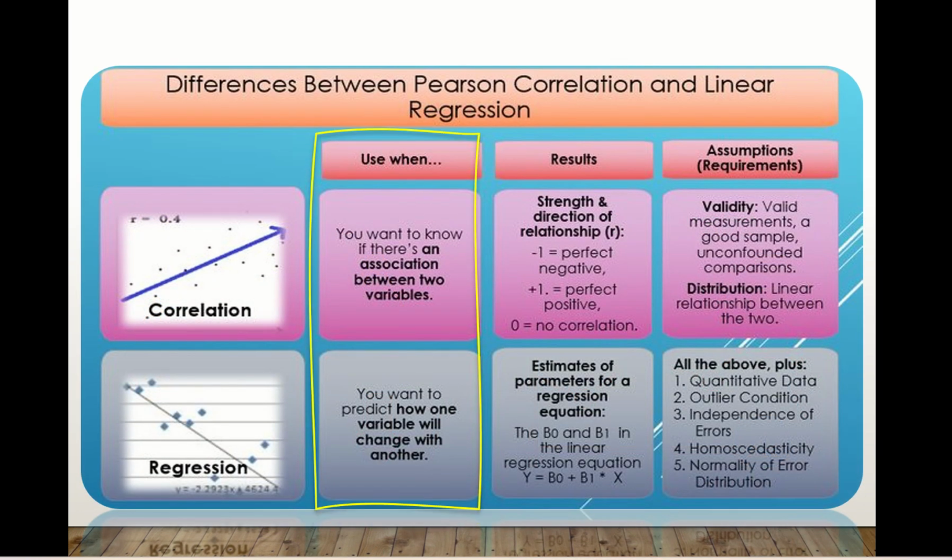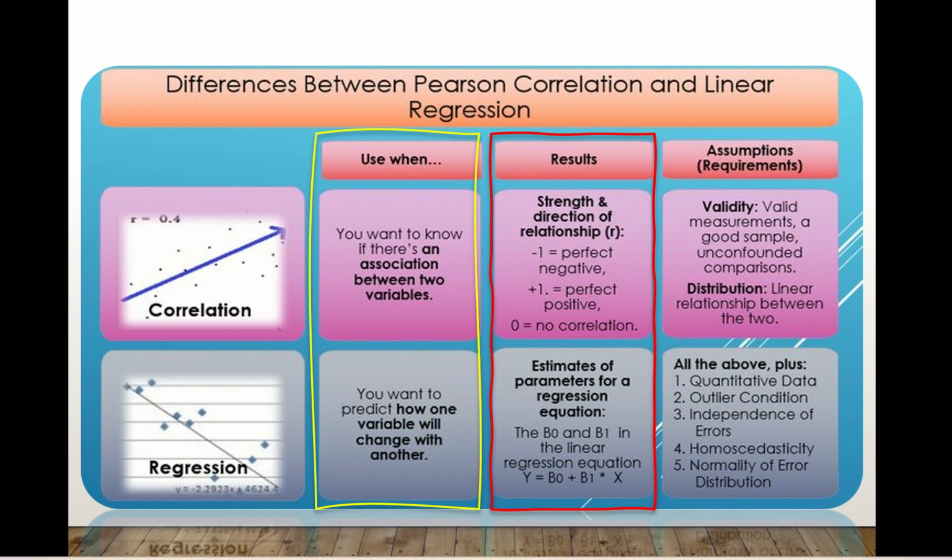So just a little summary before we go on here, marking the differences between correlation and regression, right? So we're going to use correlation when we want to look at the association between two variables. Regression we're going to want to use when we want to know how, when you change one variable, it will affect the other variable.